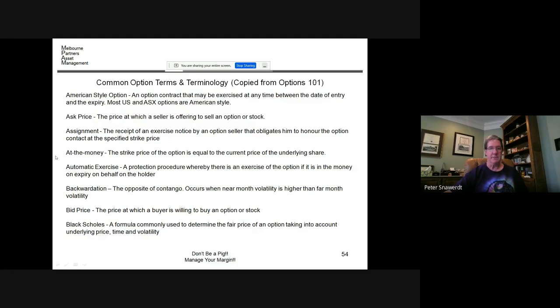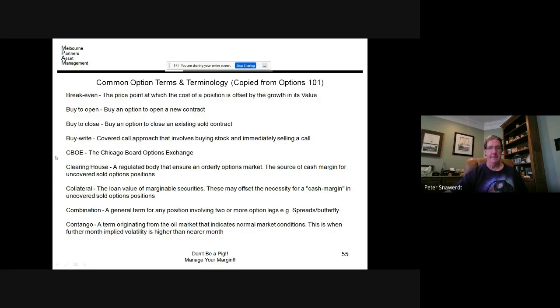Black-Scholes, we already talked about that. Bid price, we talked about. We talked a little bit about break even. Buy to open and buy to close are the same thing that they are for stocks. Selling an option is often called writing the option. A buy-write is selling a call on a stock that you already own. It's a covered call approach. There's a number of ETFs that do that.